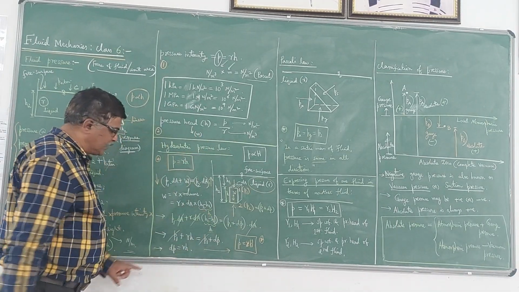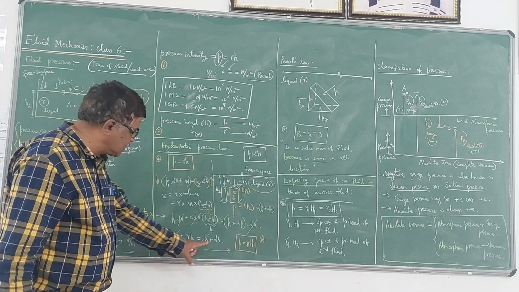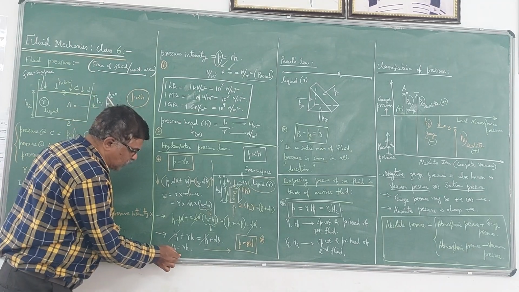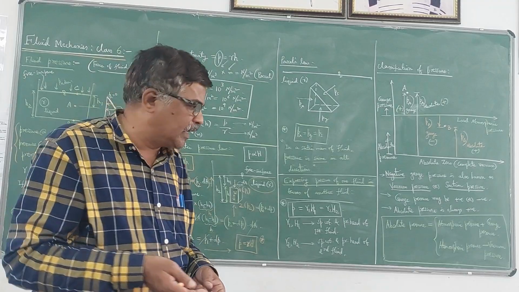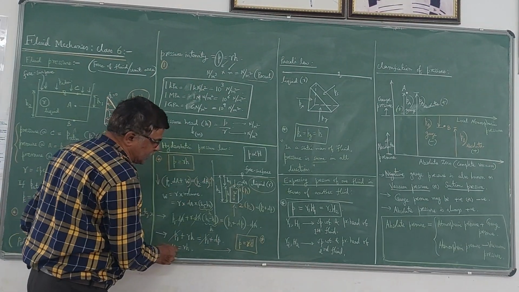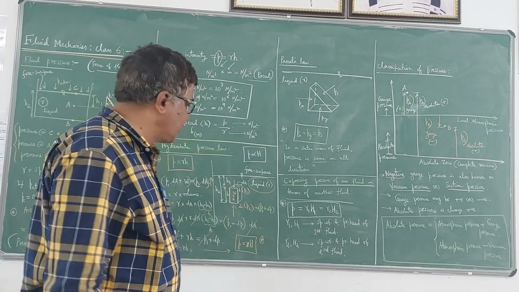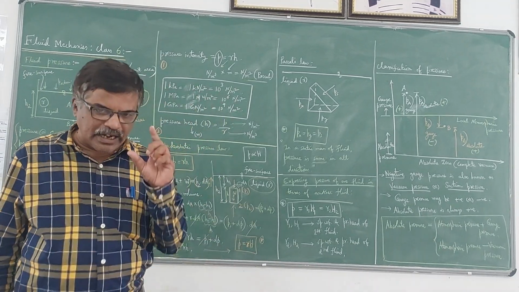If you simplify, this P1 and P1 will get cancelled. You will be getting an expression something like this: dP is equal to gamma into H. So this dP is for this small element. If you consider the entire fluid, then at any point in a fluid, if you integrate this, you are going to get the expression like this: P is equal to gamma h, where gamma is constant. So gamma is the specific weight of that particular liquid.